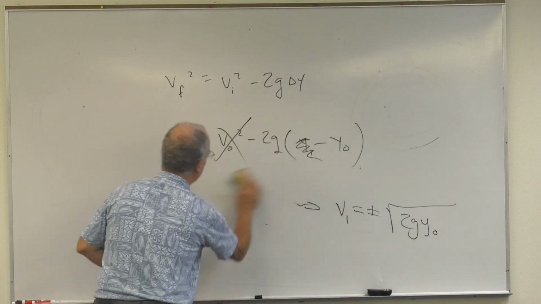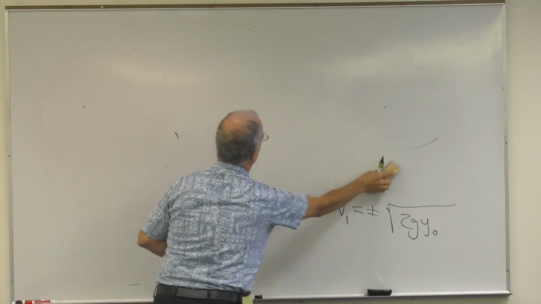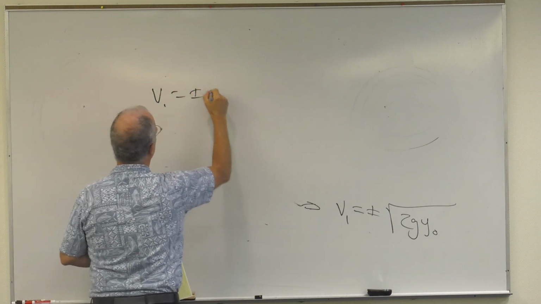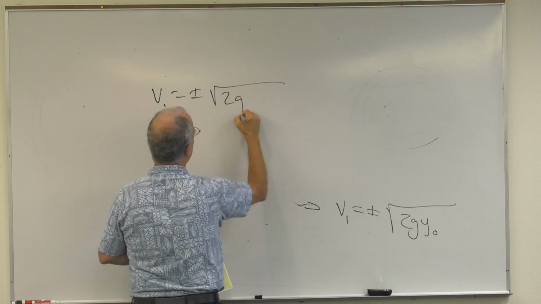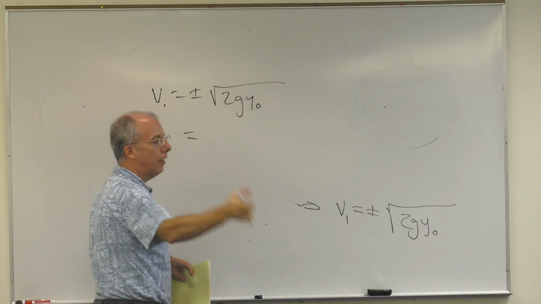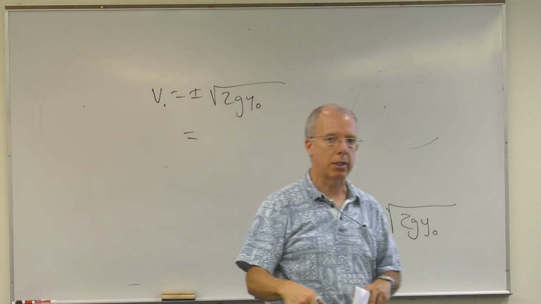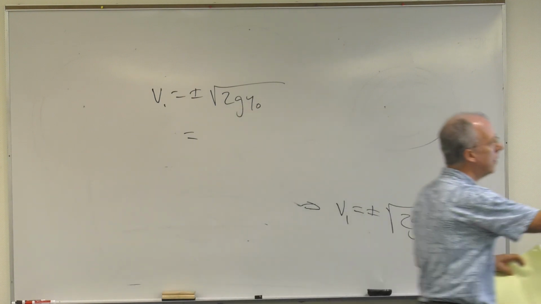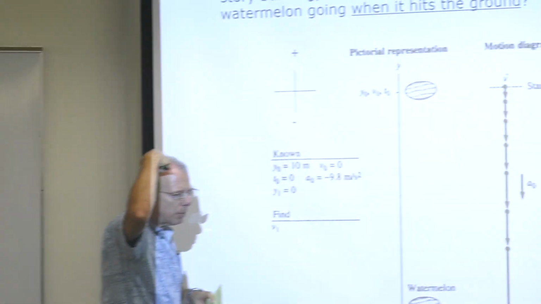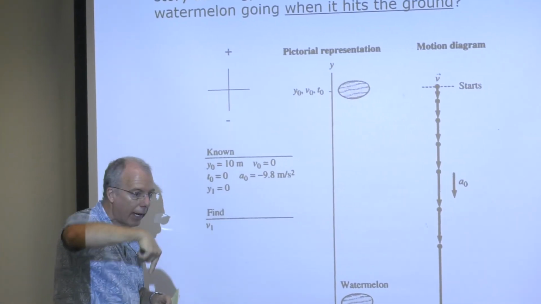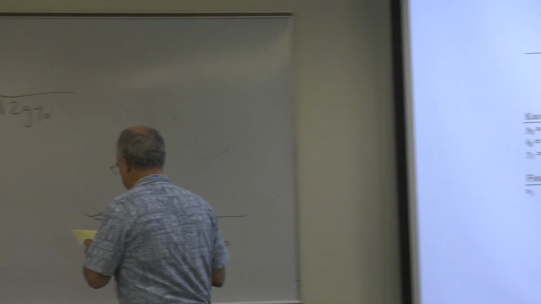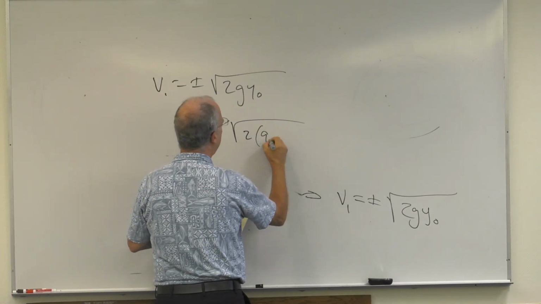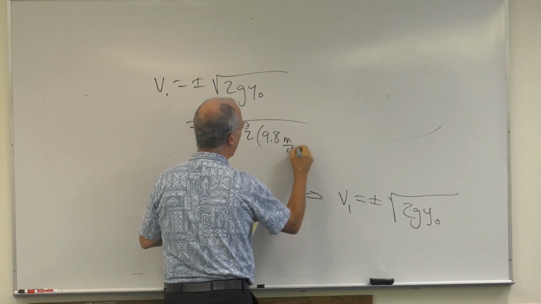Okay, so v1 equals plus or minus square root of 2gy0. And first of all, things are going this way, so you have to make the choice. Is it going to be a positive velocity or negative velocity? Negative, right? That's what's nice about this. It reminds your brain, hey, negative, not positive. So negative square root of 2 times 9.8 meters per second squared.